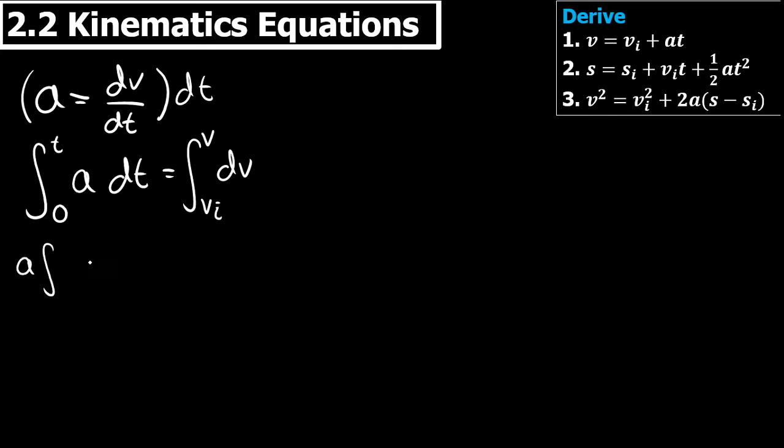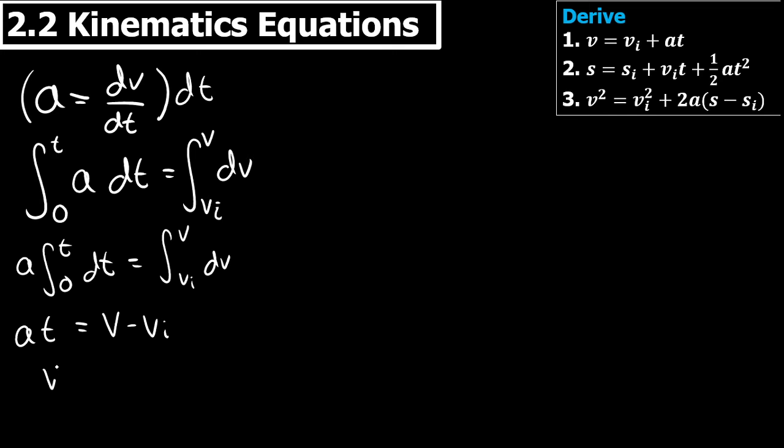So we can integrate that. We take a out, a integral from 0 to t of dt equals the integral from vi to v of dv. That is merely at, and on the right hand side we have v minus vi. Bring the vi over to the left hand side, and what we have is v equals vi plus at. So that's our first equation.